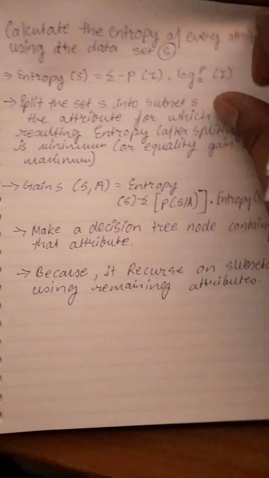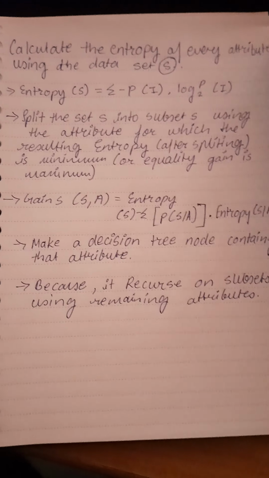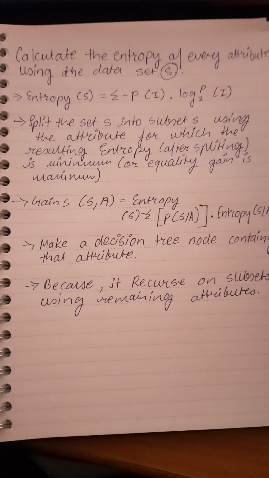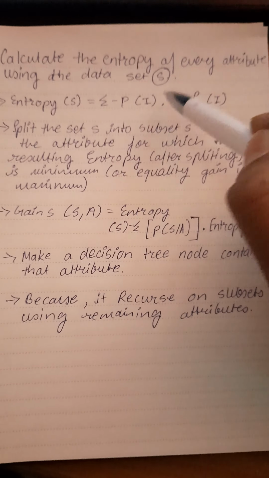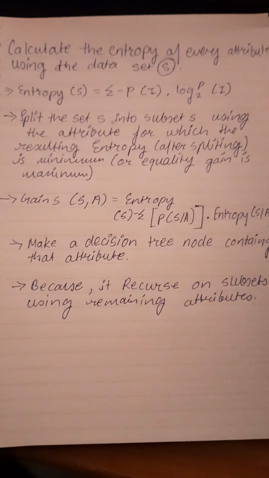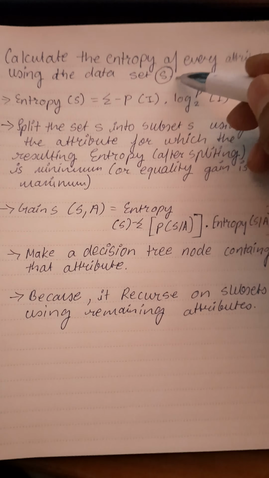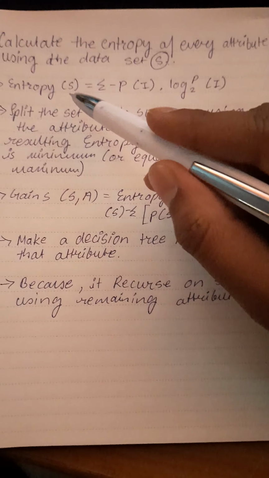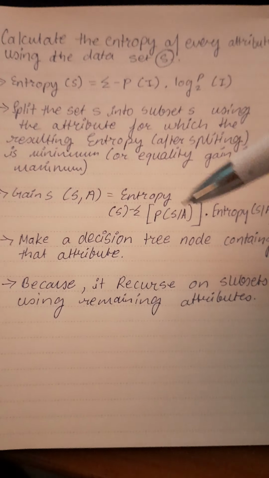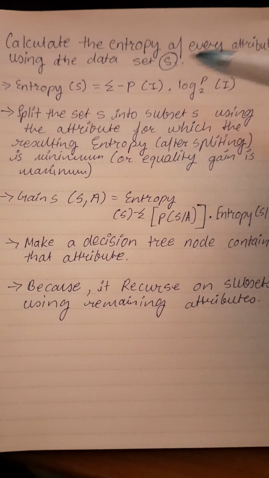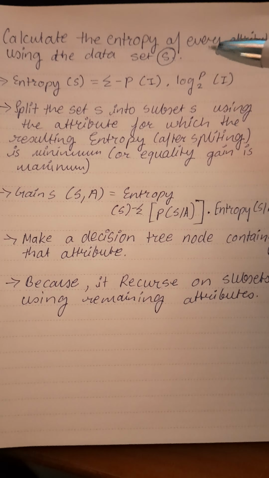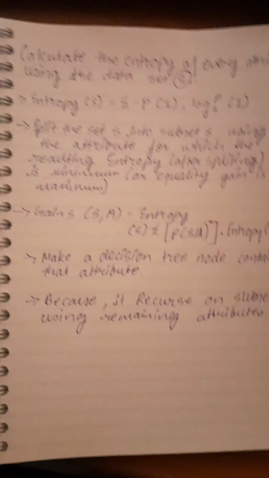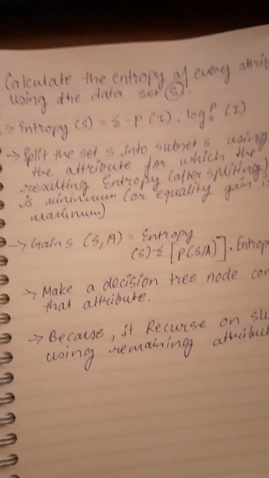Okay, so let's move on to the formulas. Calculate the entropy of every attribute using the data set S. So we have to calculate the entropy for every attribute using the data set S, and the formula for the entropy of S is sigma of minus p(i) times log base 2 of p(i). Let's move on to the next one.